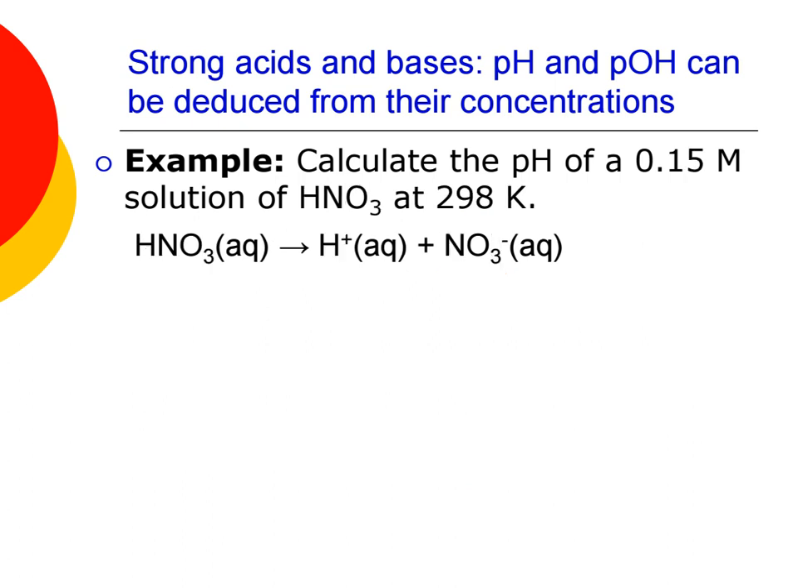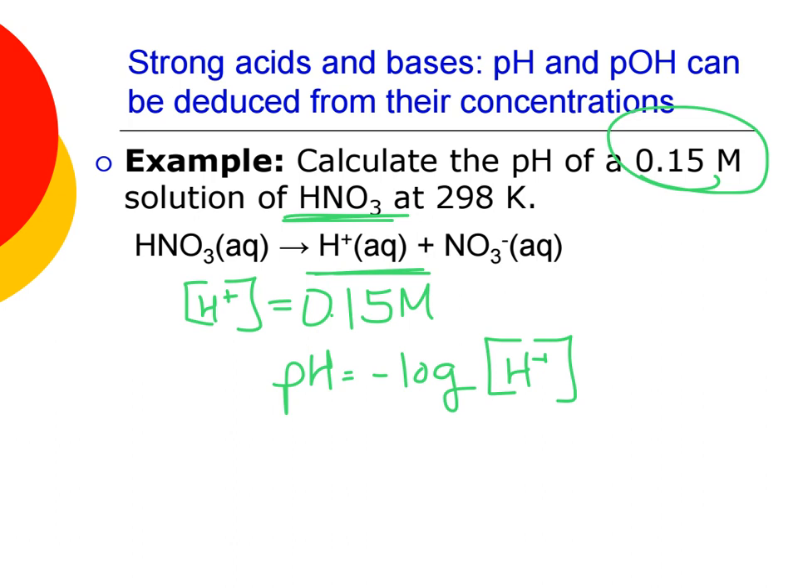Next, let's look at an example with a strong acid. So nitric acid is one of our 6 strong acids, and it will completely dissociate. And so we're going to get a 1-to-1 mole ratio of the nitric acid and the hydrogen ion or hydronium ion concentration. So with that 1-to-1 mole ratio, we can assume that the concentration given here for the acid is also the concentration for the hydrogen ions themselves.